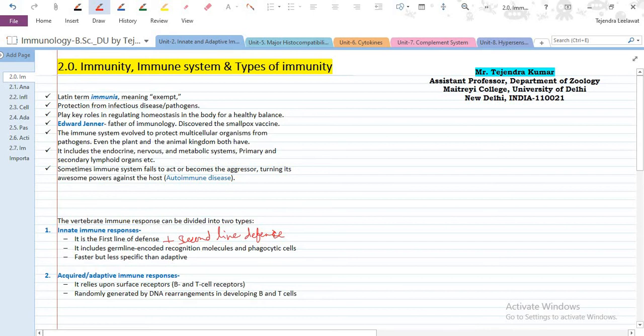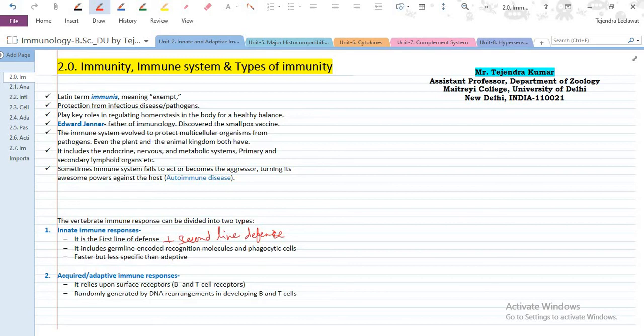Adaptive immune responses are those which are generated in our body from outsiders, pathogens, or sometimes vaccines. Whenever we get anything from outside, our body works like an immune system and provides us immune responses according to the power given to us from the outside. So that is the acquired or adaptive immune response.